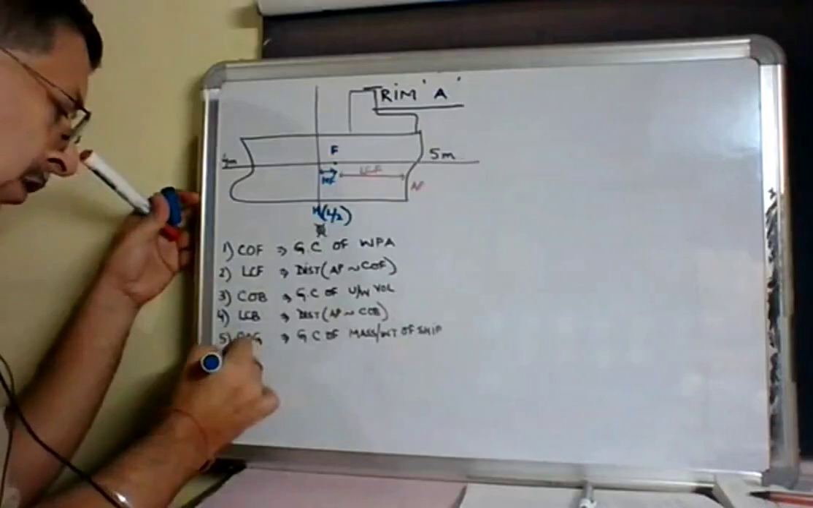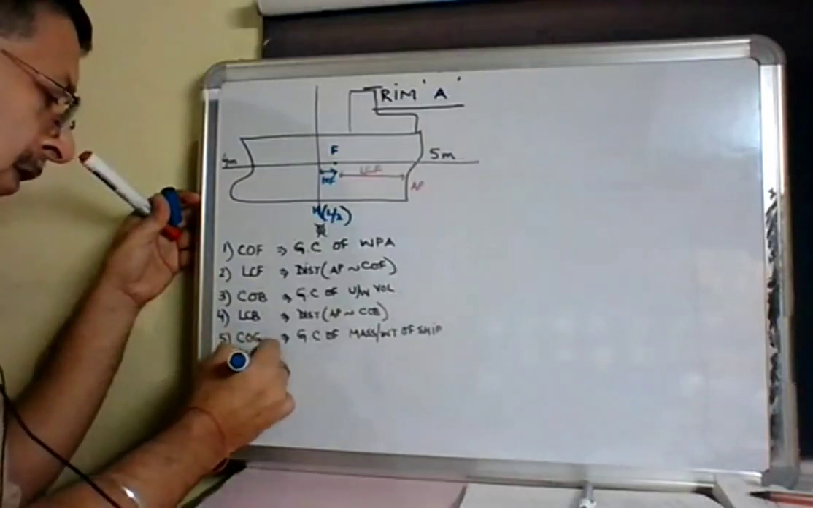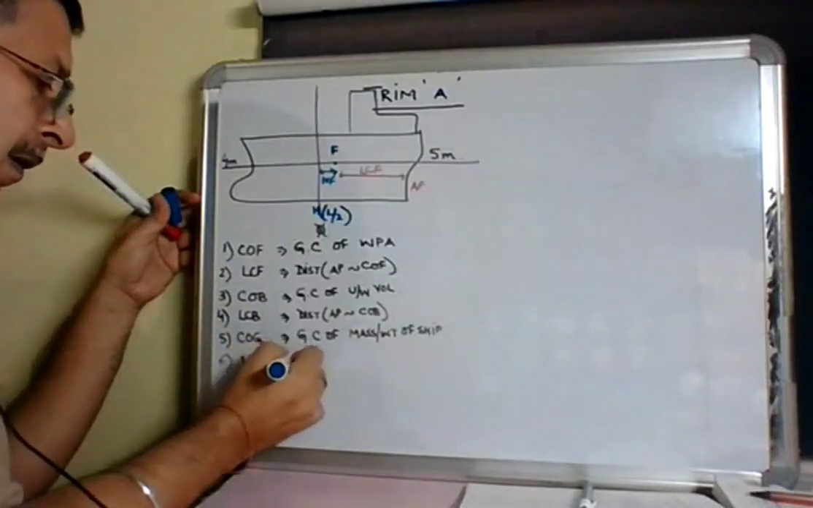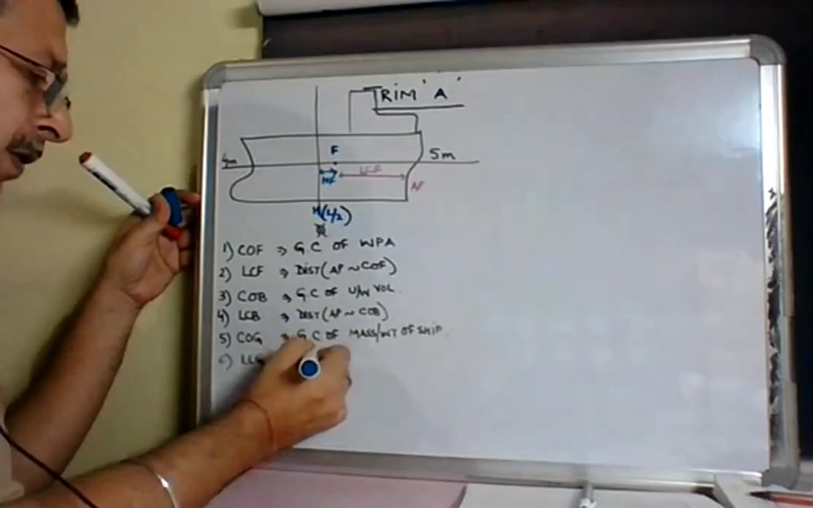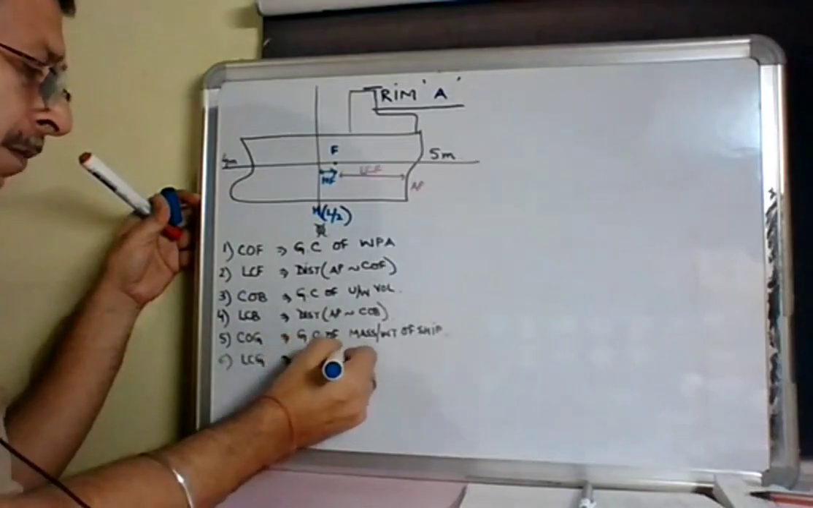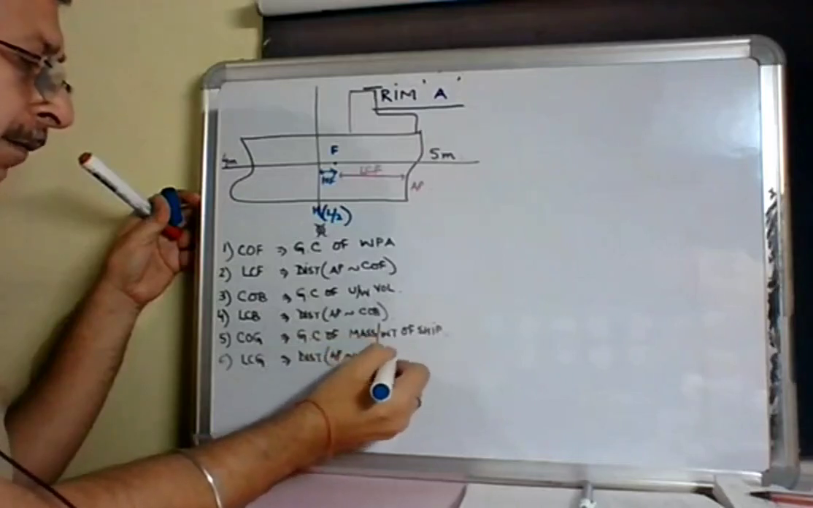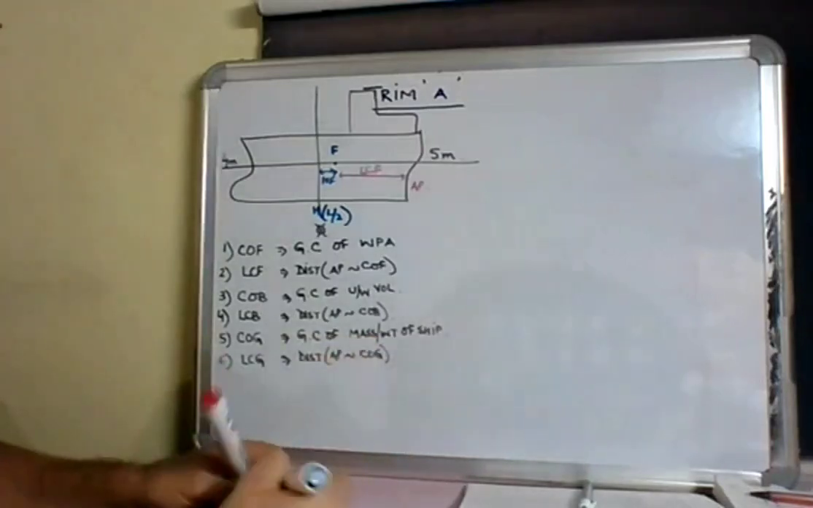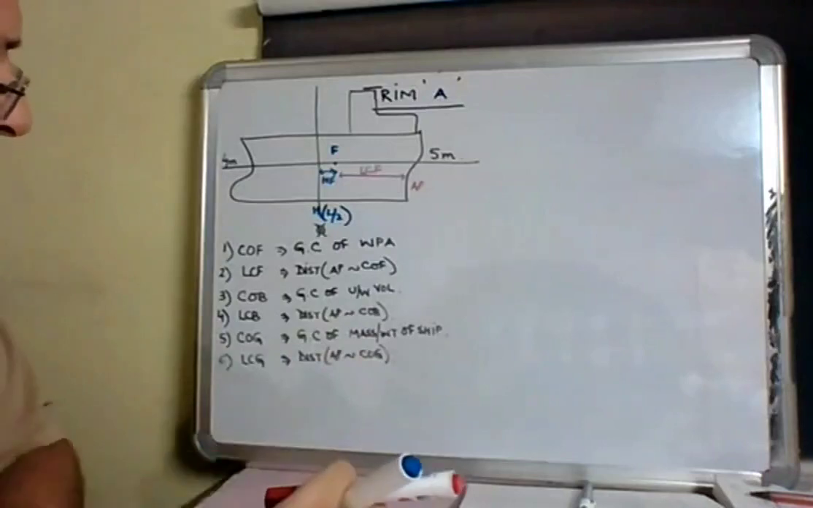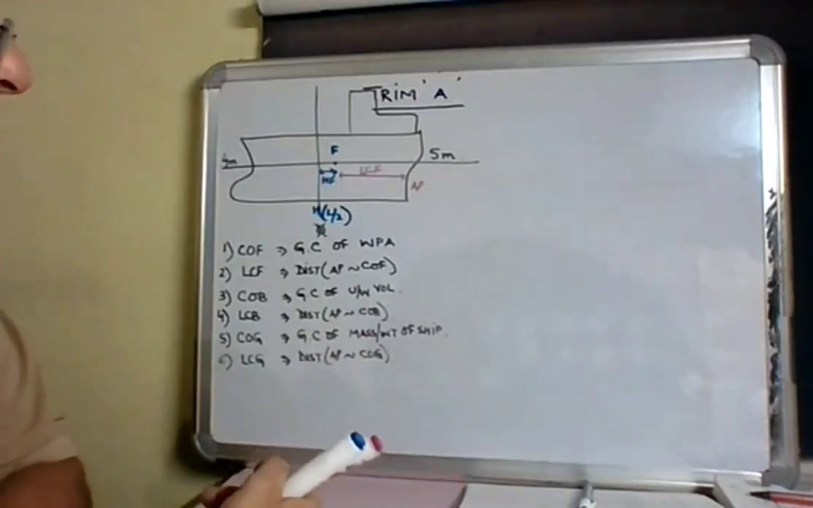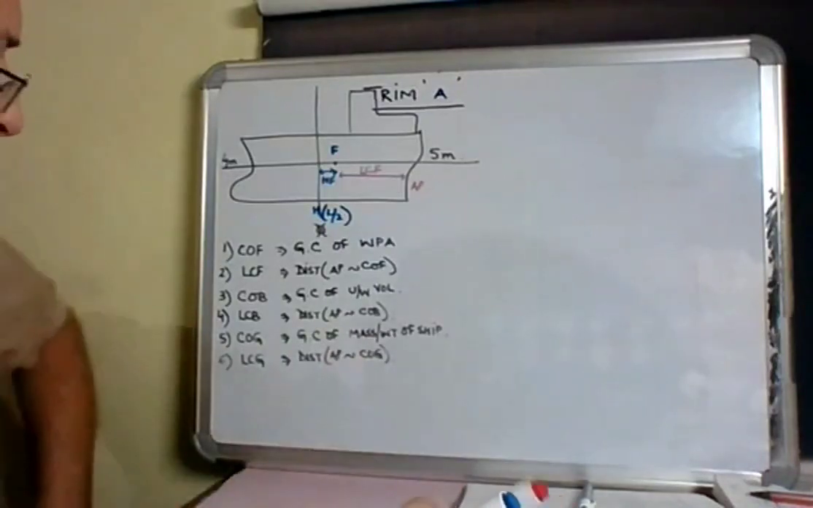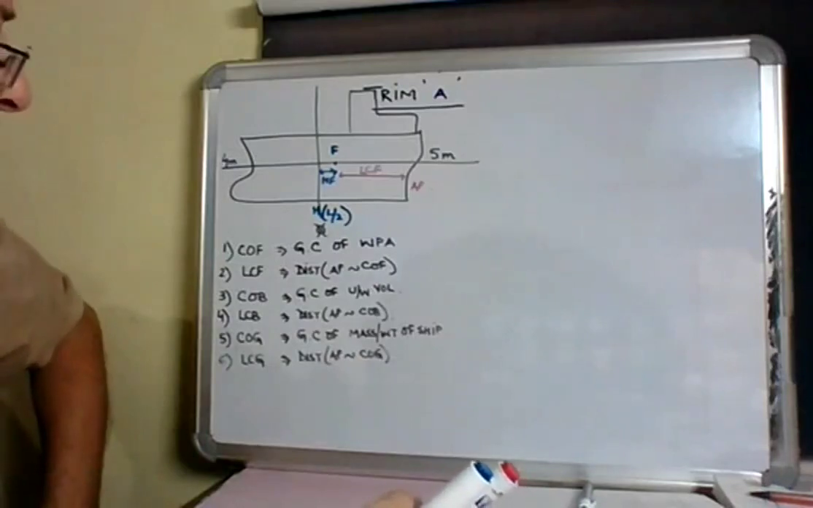And so therefore, what is LCG? The distance from the aft perpendicular to the center of gravity. That is the longitudinal center of gravity, LCG. So these are the basic terms that are used.